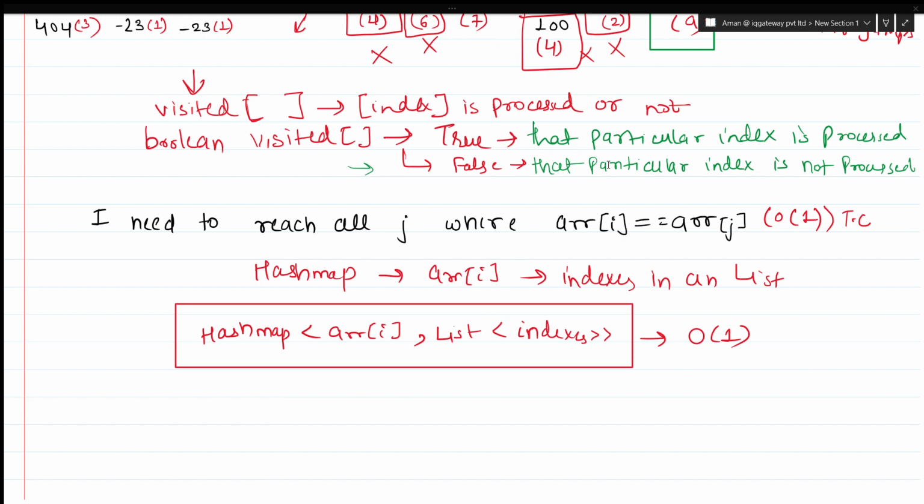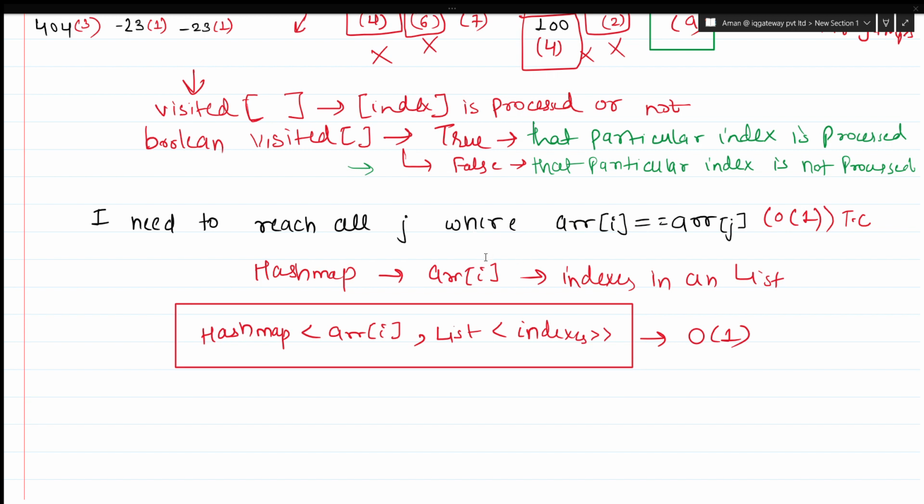So I created one hash map where the integer key will be ARR of I and the list of integers will be the indexes. I created a boolean visited array of maximum size as per the constraint 5 into 10 raised to power 4. And I initiated my queue. Then I started filling my map, and visited of 0, because I currently started at the 0th index of my array, so I marked visited of 0 as true.